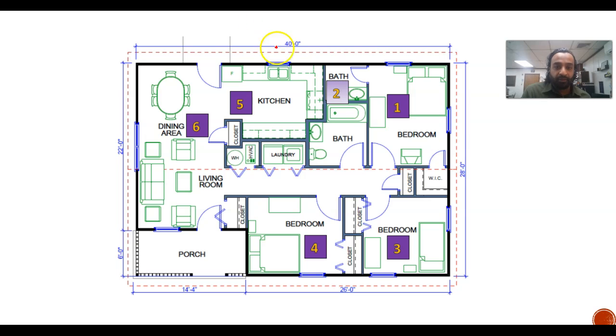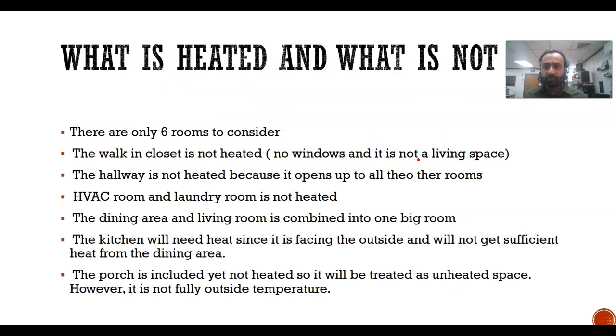So we already labeled the rooms and we figured out that we have room 1, 2, 3, 4, 5, 6, 6 rooms to be heated inside this house. And again, this is not its own room, it's just part of this bedroom. So we did the step by labeling the rooms, so we can use each room by itself to calculate the heat for that designated room. Moving on. So what is heated, what is not? We already decided that. We said there's 6 rooms to consider.